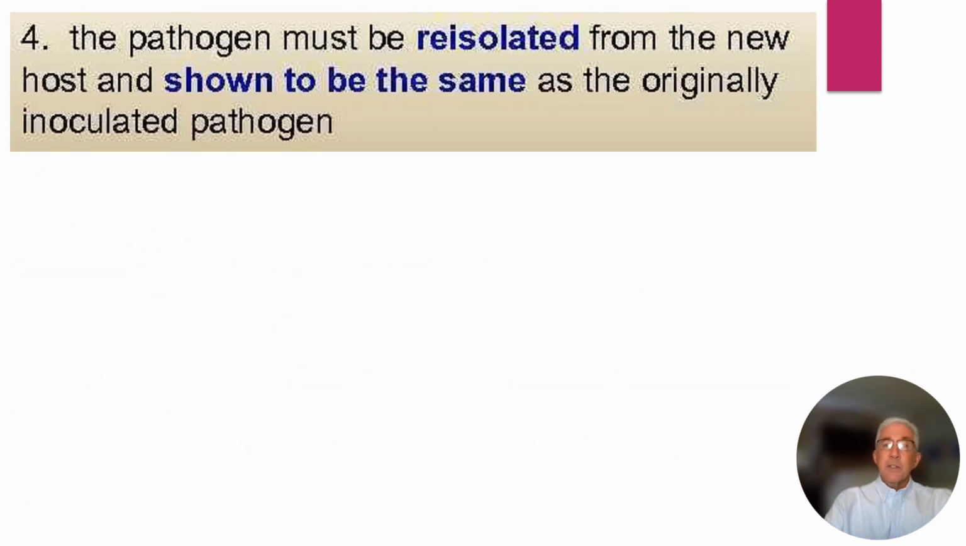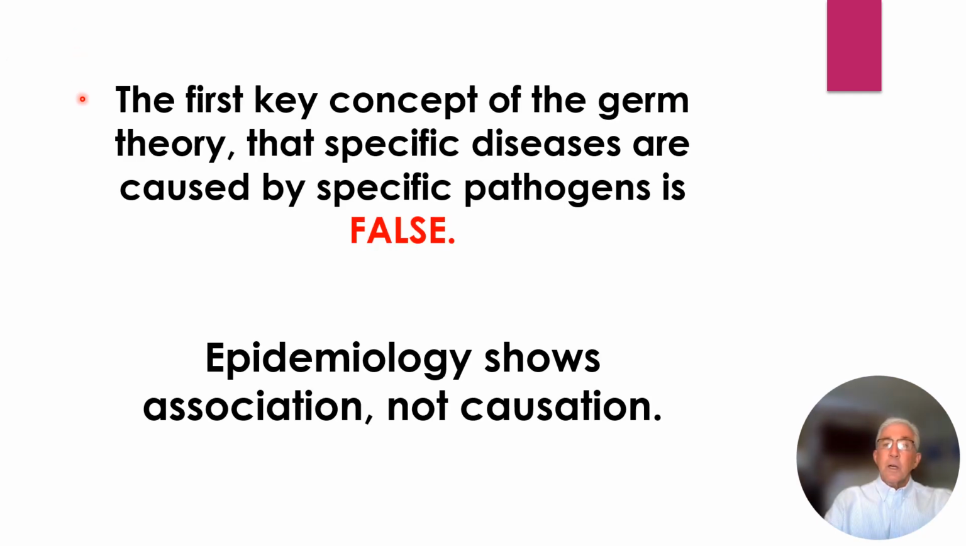Fourth, you must be able to isolate the pathogen from the newly infected person and show that it is the same as the one that they were exposed to. Now, this has also been done, but as we found out earlier, you can also isolate the pathogen from people without the symptoms. So Koch's postulates demonstrate clearly that the first key concept of the germ theory is false. Pathogens are involved for sure, but they are not the cause, simply because some people exposed to the pathogens never display symptoms. Epidemiology, the study of how communicable diseases move through the populations, establishes associations, not causations.